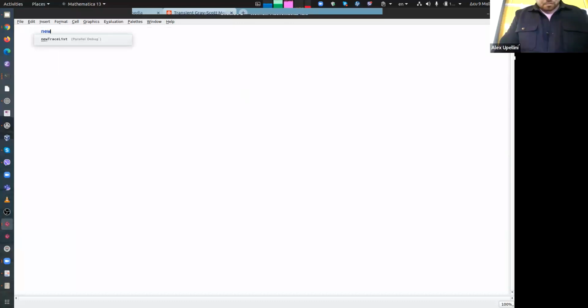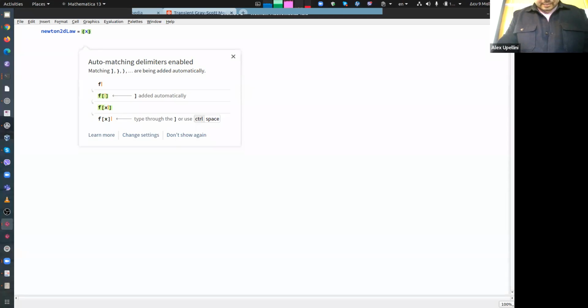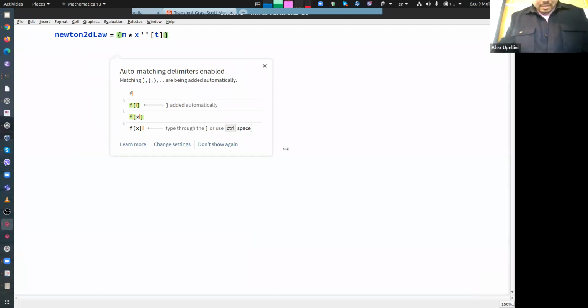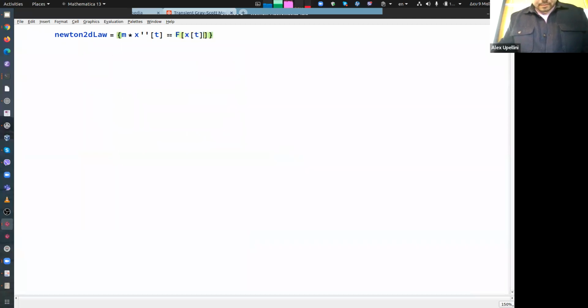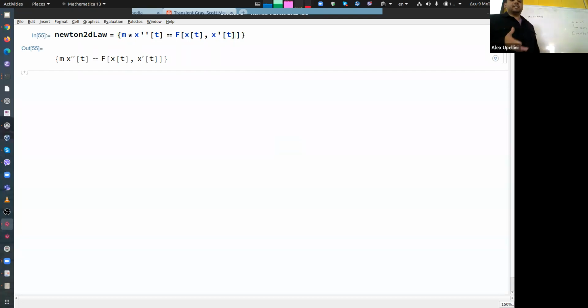So Newton's second law is that differential equation: mass times acceleration, x prime prime of t, will be the force that depends normally on t and on x. It can depend on the speed actually, so x prime of t. Okay. So this is my differential equation.